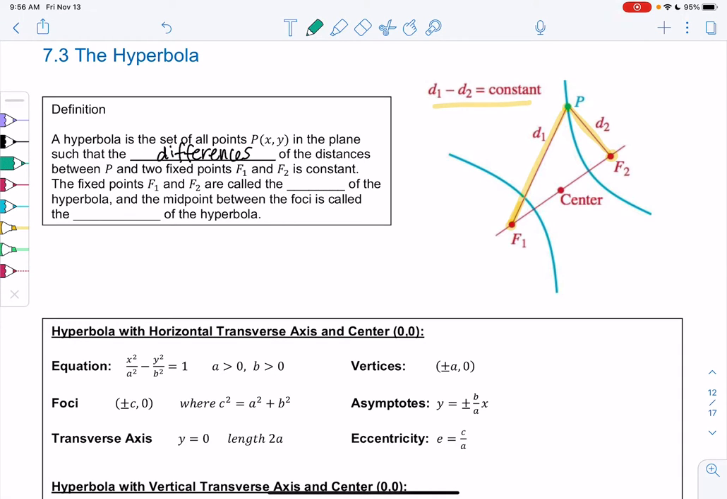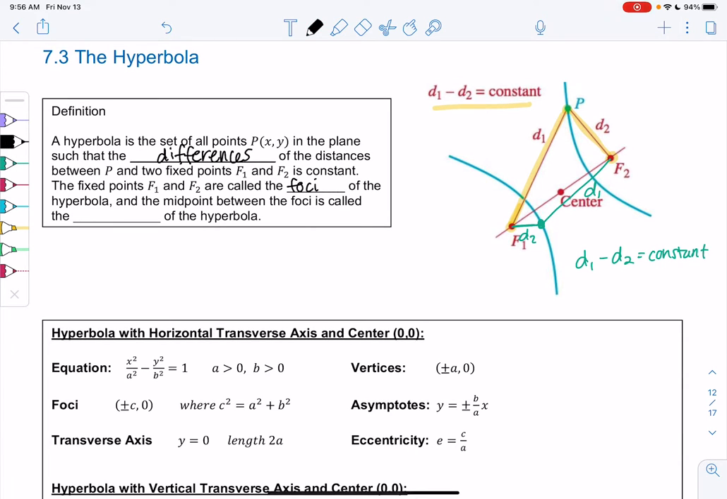I could choose another point and find the distance to F1 and F2. We'll call D1 the bigger distance, minus D2, and that'll be the same exact value, even though the individual D1s and D2s are different. Those fixed points, F1 and F2, are called the foci. And the midpoint between the foci is called the center of the hyperbola. So just like the other types of curves, we have foci and a center.